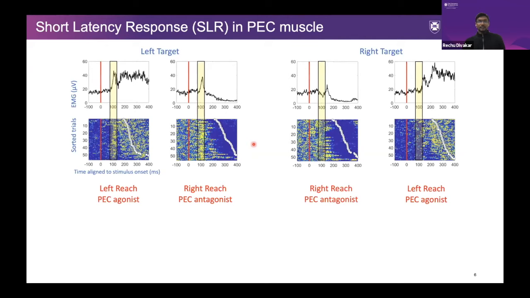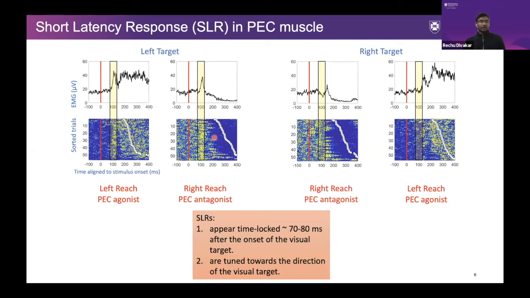So what we see here is that in both pro and anti-reach conditions, there appears to be a time-locked activity that is tuned towards the direction of the visual target. And this response has been termed a short latency response, or SLR. And over the last decade or so, several studies have attempted to understand its neural mechanisms.